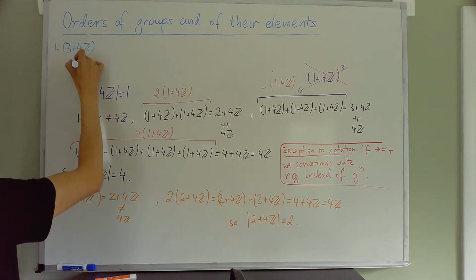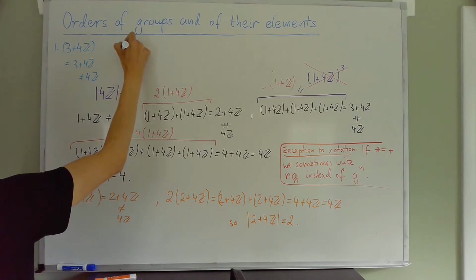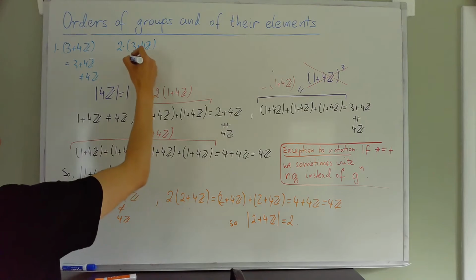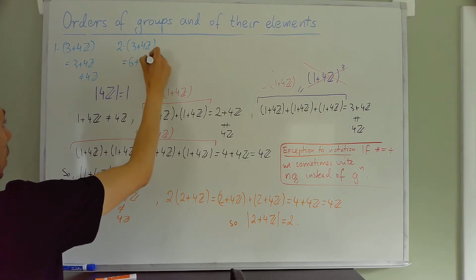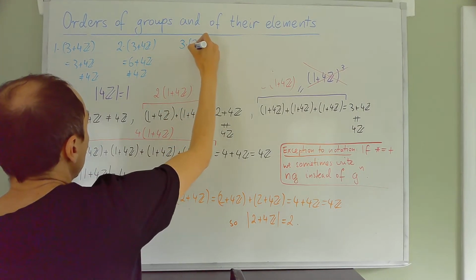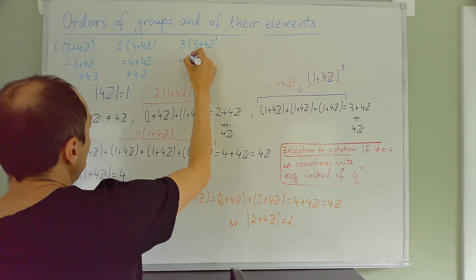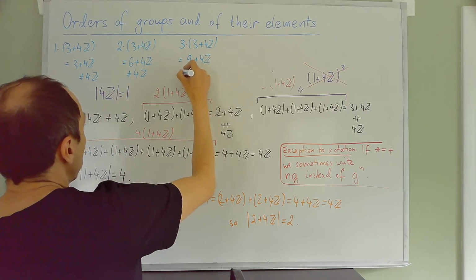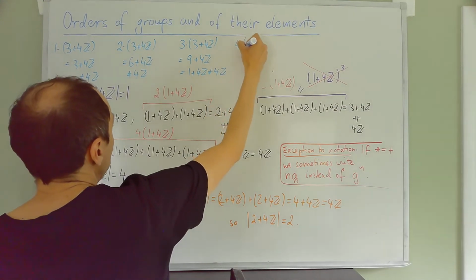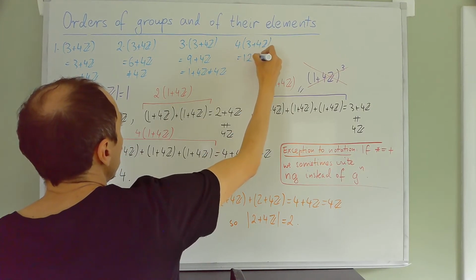Well, 1 times that is 3 plus 4z, that's not 4z. 2 times that. So if I add it to itself, I get 6 plus 4z. That is again not 4z. 3 times that. So that's 3 plus 3 plus 3, 9 plus 4z. That is not 4z. But if I do it 4 times, I'm good. Because that's 12 plus 4z.